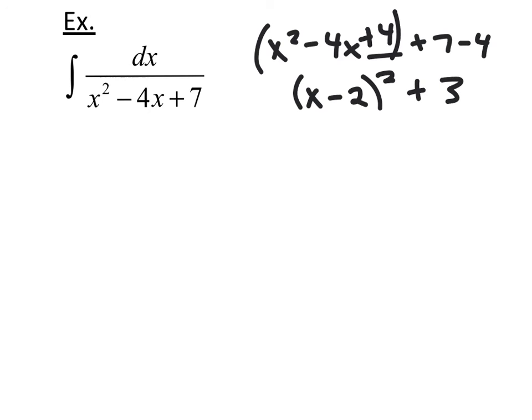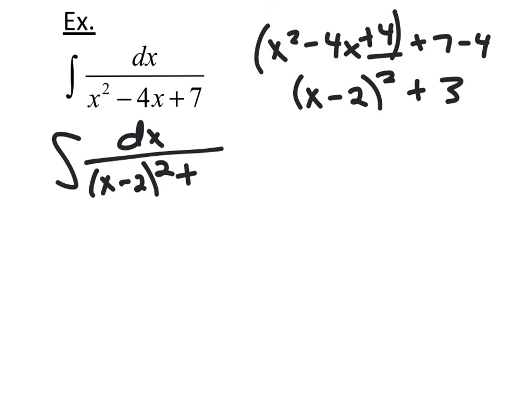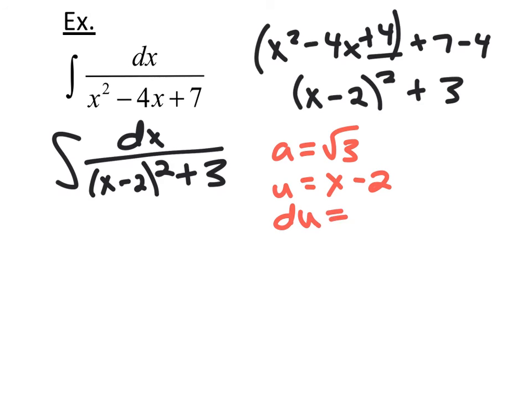So now if I go back and rewrite my integral, I have the integral of dx over parentheses x minus 2 squared plus 3. Well, what do you notice? Now it actually fits one of the patterns. I have a function of x being squared plus a constant, all in the denominator with nothing else on top. That forms arctangent. So my a would be root 3. My u would be x minus 2. Du is dx, which is perfect because that's all I have in the numerator.